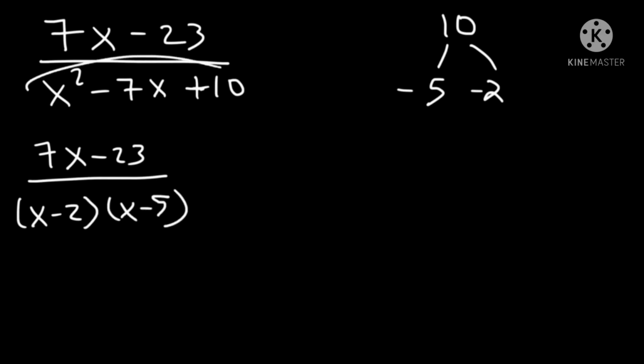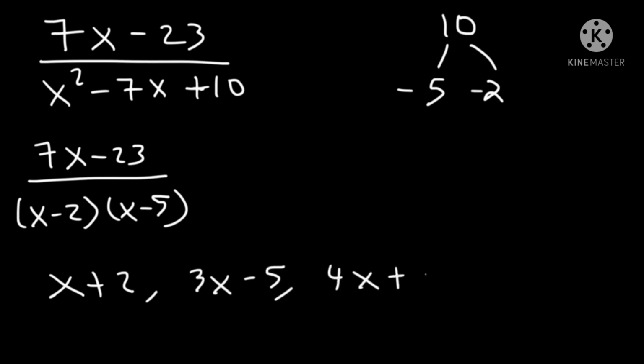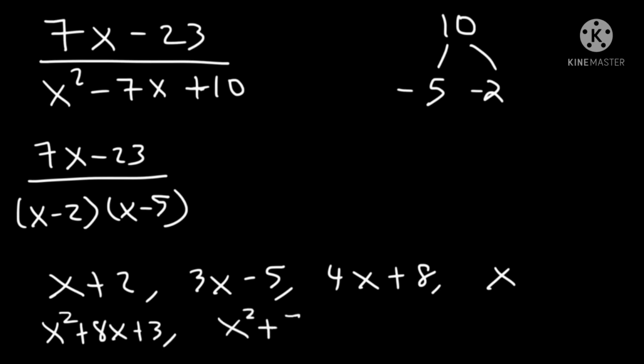So you need to write the denominator in terms of linear factors and quadratic factors. So what exactly is a linear factor? Linear factors are like x plus 2, 3x minus 5, 4x plus 8, x. These are linear factors. A quadratic factor will look something like this: x squared plus 8x plus 3, which is not factorable, or it could be x squared plus 7. These are quadratic factors. Now, there are some other terms that you need to be familiar with.